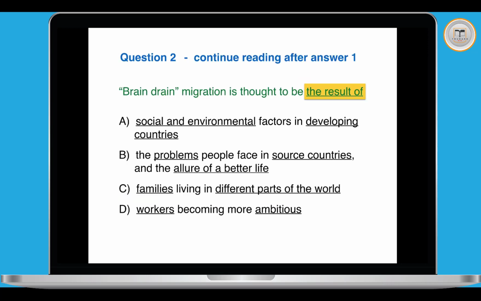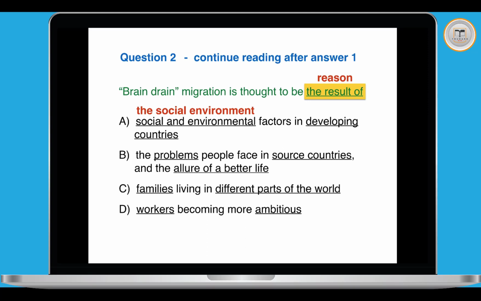Back to the question then. Brain drain migration is thought to be the result of. We found a whole paragraph about the reasons for the brain drain. Then, if you put answer A, social and environmental factors in developing countries, maybe you chose that one because of the words the social environment. However, this is wrong. The social environment doesn't mean the same thing as social and environmental. The social environment is the social factor only, the social situation, whereas social and environmental are two separate factors. That's a trick there. Also, we didn't see anything about developing countries. We saw source countries, but they might not necessarily be developing countries.